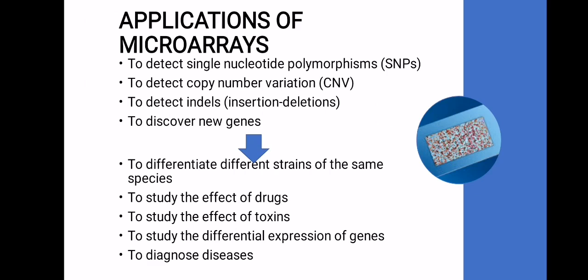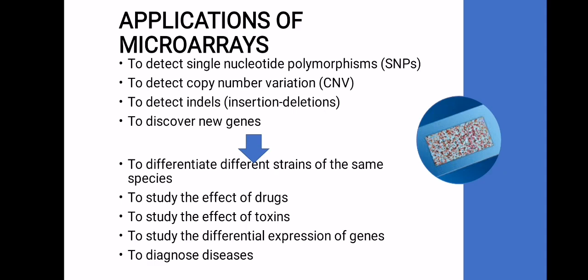What are the applications of microarrays? The applications of microarrays are to detect single nucleotide polymorphisms, which we call SNPs, to detect copy number variations, and also to detect indels. It can also help us to discover new genes. These functions are very important so that we can differentiate different strains of the same species, for example, different strains of hibiscus.